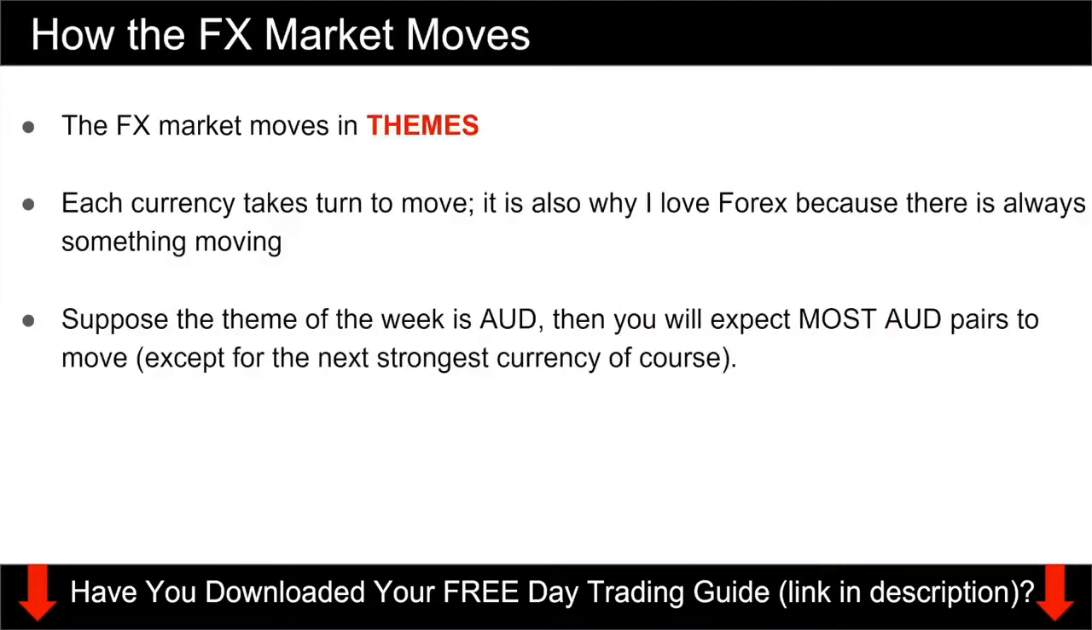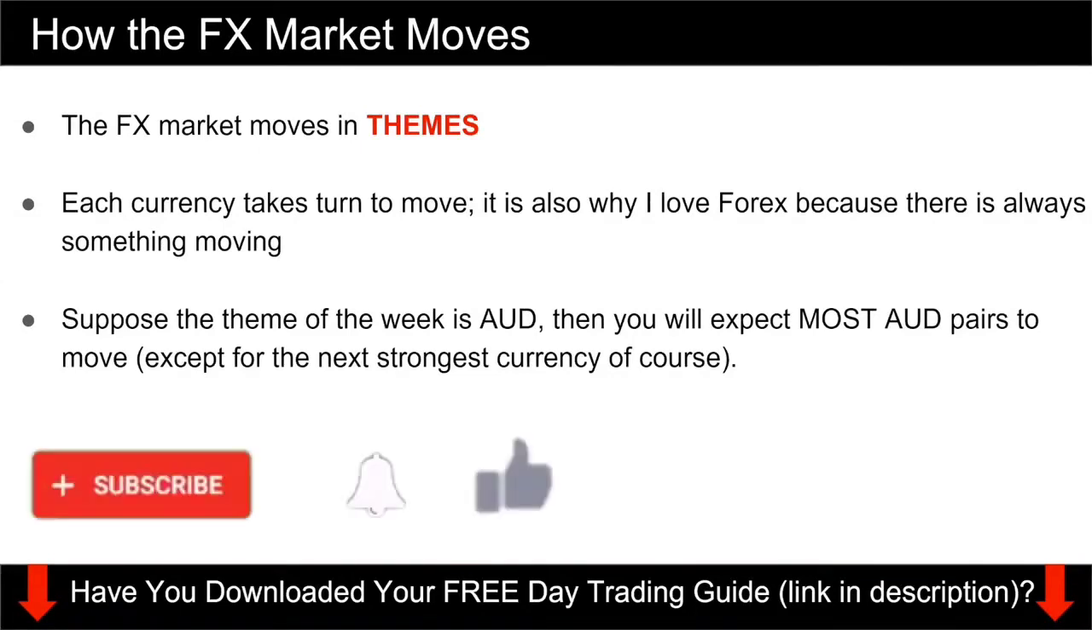So let's go into the first part of today's video: how does the FX market move? The first thing you must understand about the FX market is that the market moves in teams. What do I mean by teams? Basically each currency takes turns to move. So maybe this week it's the US dollar, meaning that the US dollar starts trending. Most of the currency pairs against the dollar will move in one direction. So you want to be able to identify which is the team, because that's where you're going to have the highest probability trade, and that's also where you're going to make the most money.